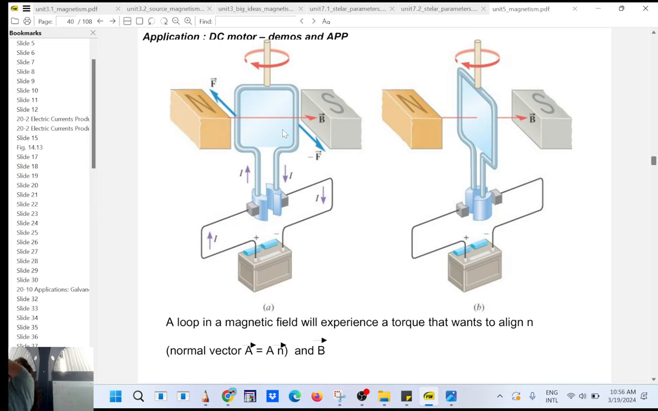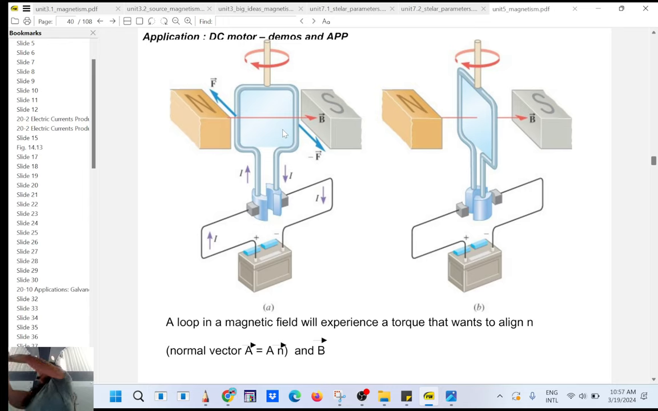That will be your north, that will be your south. This is your magnetic dipole. Is that clear? So right now the loop is this way, the magnetic dipole is that way, so it's going to rotate that way. Right? Are you with me? Very important. So it's going to rotate that way. It wants to rotate that way.